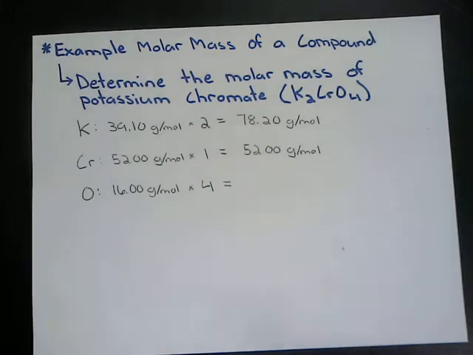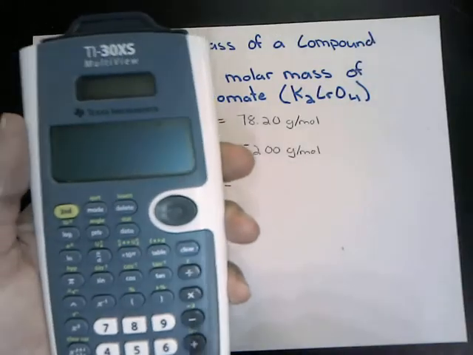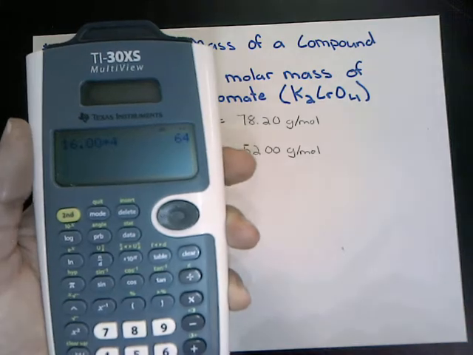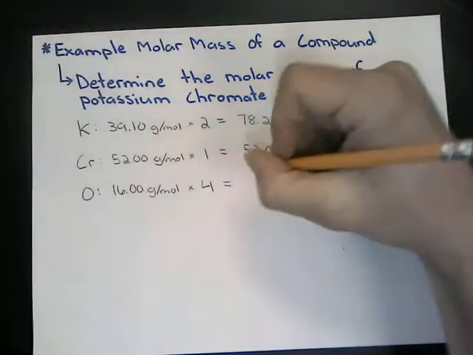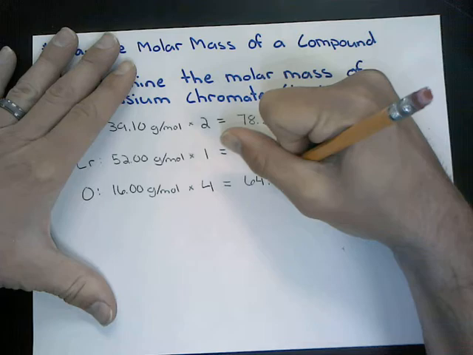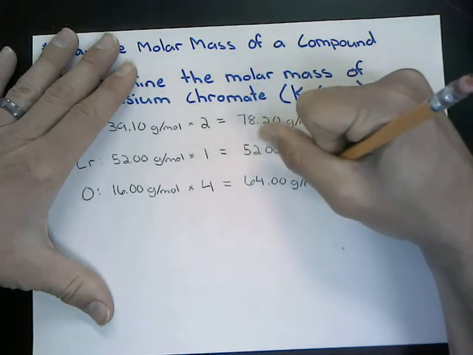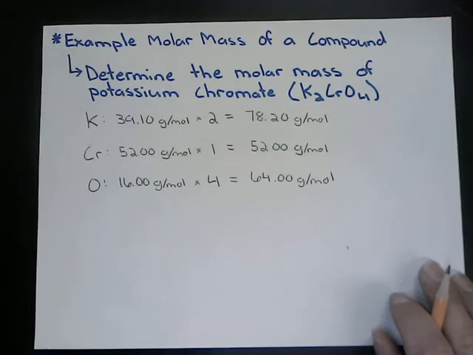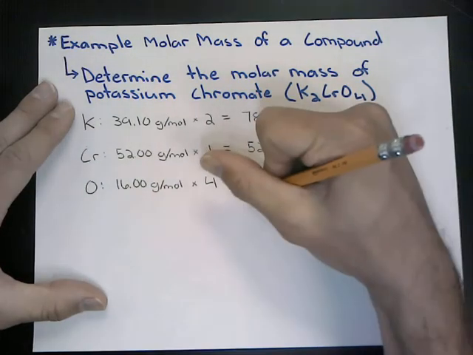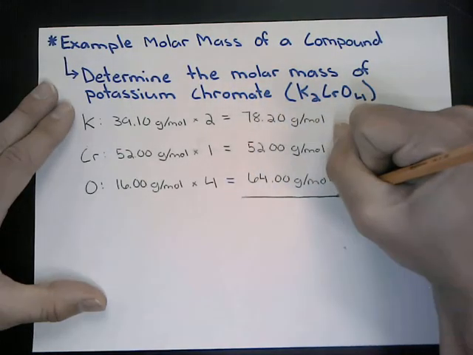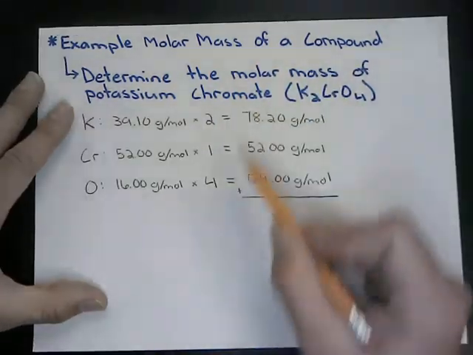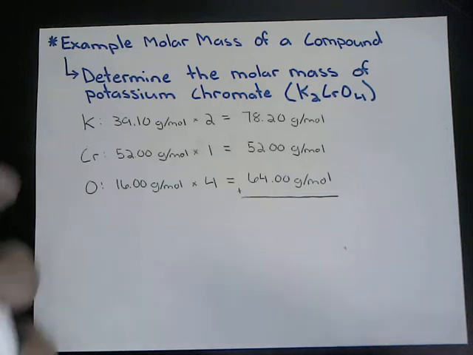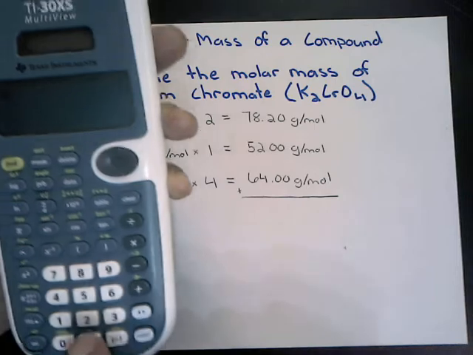So in our calculators, we're going to take 16.00, and we're going to multiply it by 4. We get a value of 64.00 grams per mole. Now, this was all step 2 in our steps we just went over. So the last thing that we have to do is this. We need to add all of these things together. So in my calculator, I'm going to take 78.2 plus 52 plus 64.